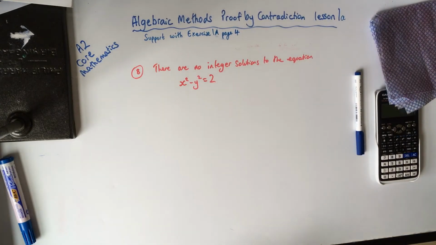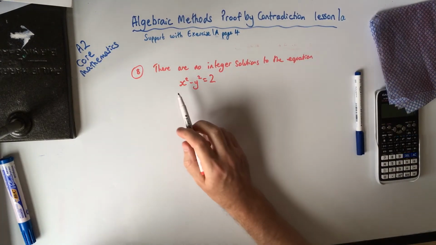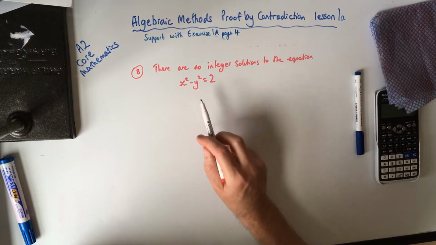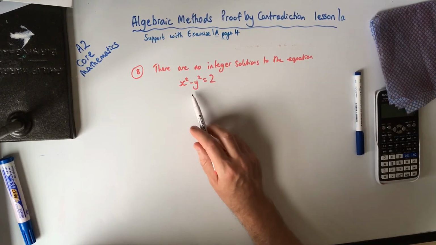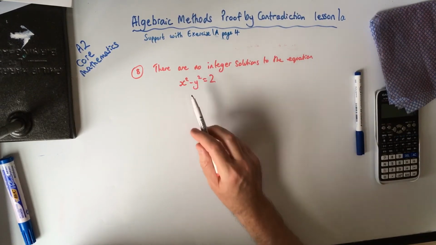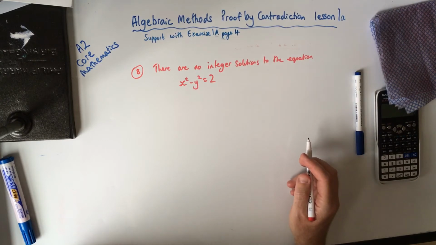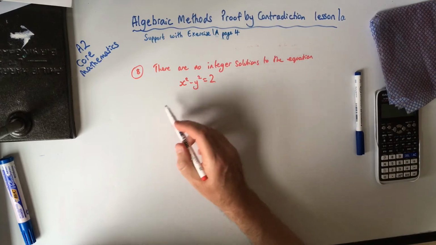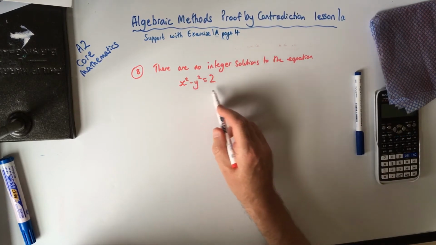Okay, so first of all, to prove by contradiction, what we're going to do is say that there are integer solutions to this. So we're going to say that there are integer solutions, whole number solutions, for x and y. Okay, so that's our statement. So let's prove that that can't be the case.